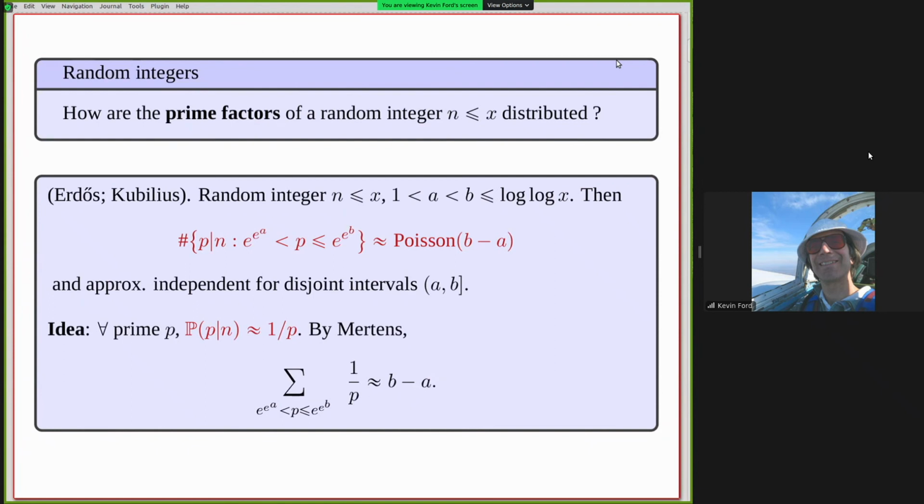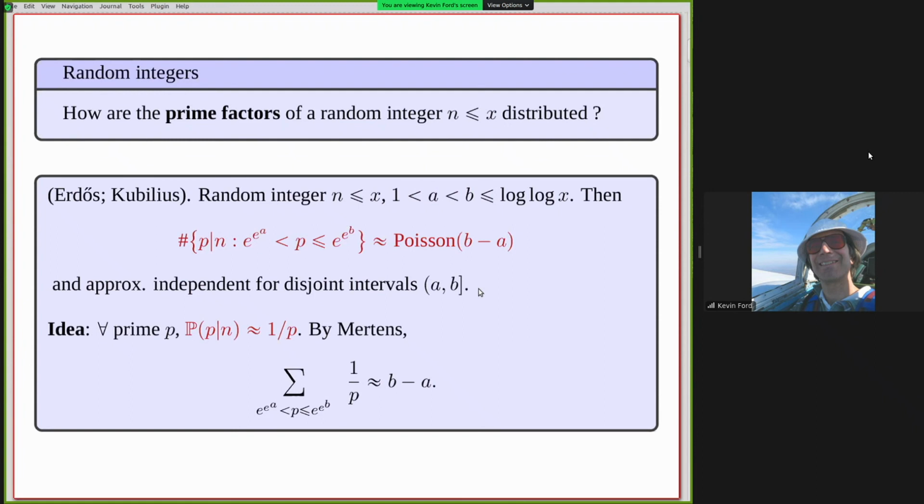How are the prime factors of a random integer distributed? Well, from early work of Erdős and then later refined by Kubilius, if you look at the statistic which counts the prime factors in an interval, let's say e to the e to the a to e to the e to the b, that statistic behaves roughly like a Poisson random variable with parameter b minus a. And moreover, if you have independent intervals, these behave like independent Poisson variables.